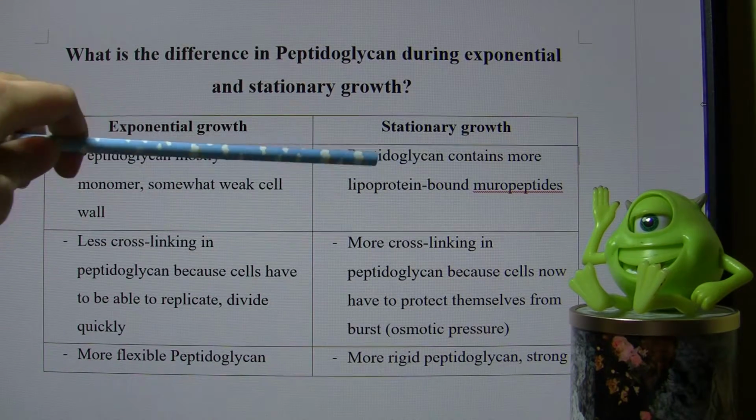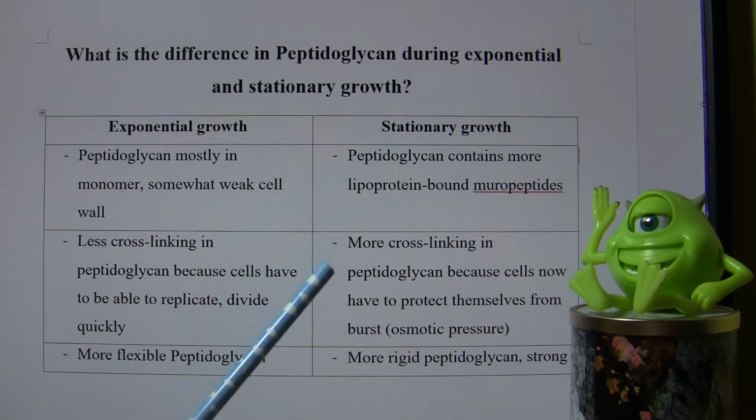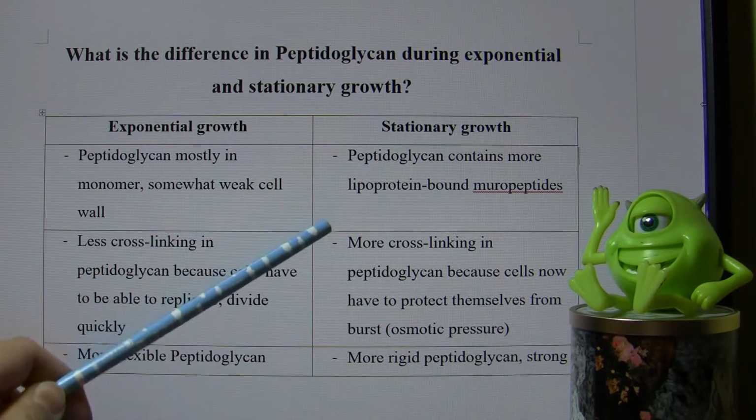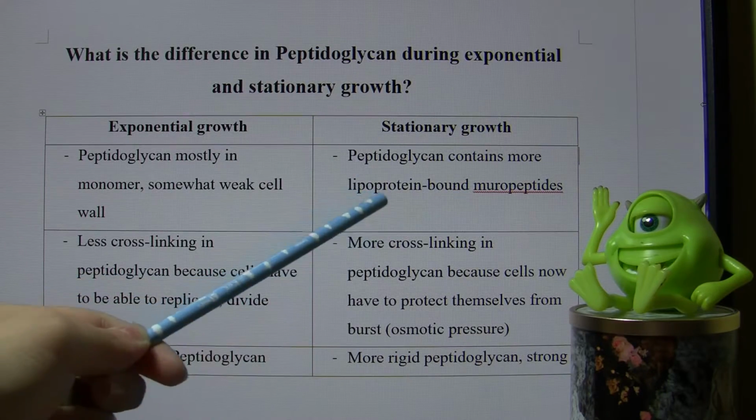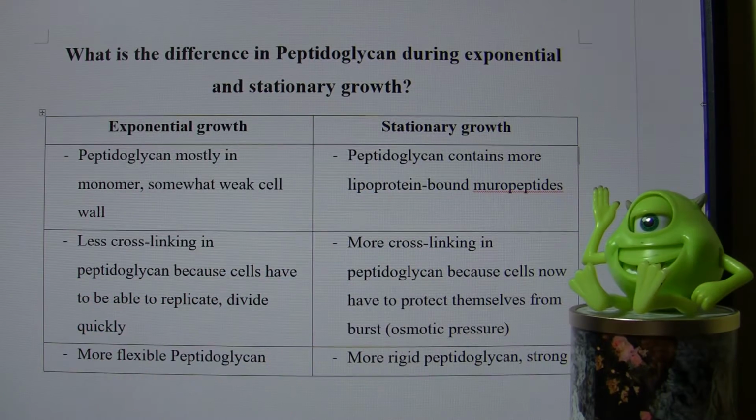So here, instead of having a weaker cell wall, now you'll have stronger peptidoglycan, or cell wall, and you would contain more lipoprotein bound muropeptides. And peptidoglycan would contain more cross-linking between NAM and NAG, because cells now have to be able to protect themselves from bursting.